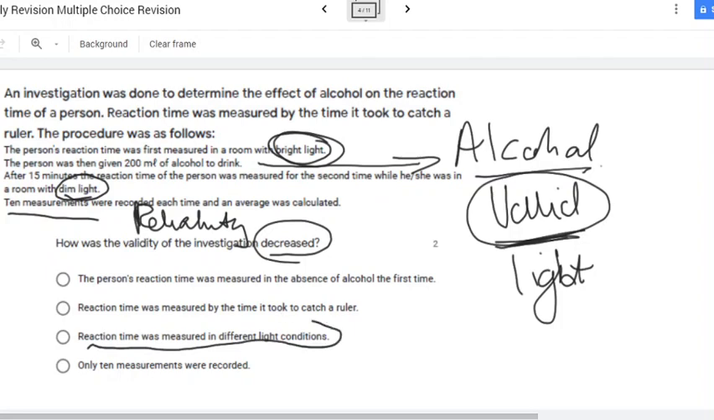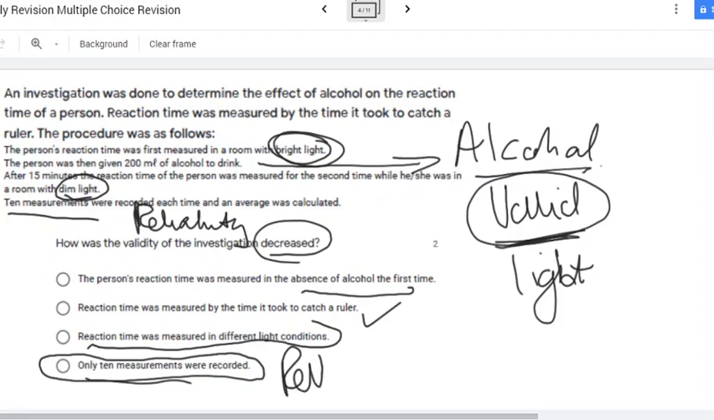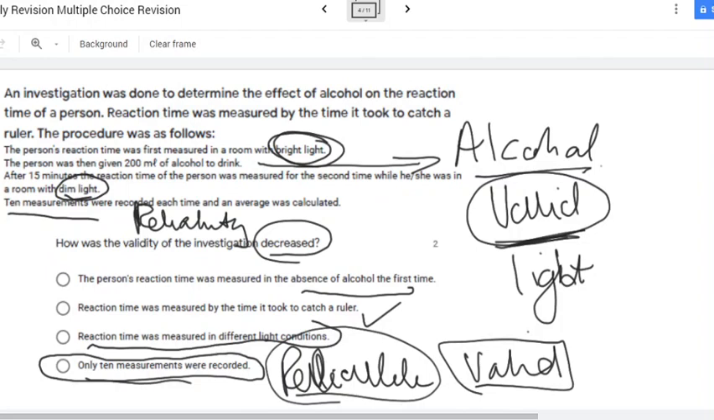So let's see why the others aren't decreasing the validity. Ladies and gentlemen, the person's reaction time was measured in the absence of alcohol. Now, I wanted to test alcohol, so I need to have a control and experiment. So that's right, there's no problem with that. Reaction time was measured by the time it took to catch the ruler. No, it's a perfect way of getting reaction time. And then only 10 measurements were recorded. No, this makes it more reliable, but just because the results are reliable doesn't mean they are valid. So this question is about reliability and validity of the investigation.